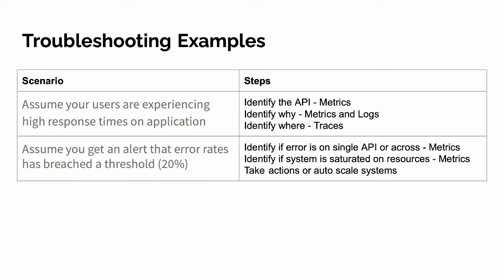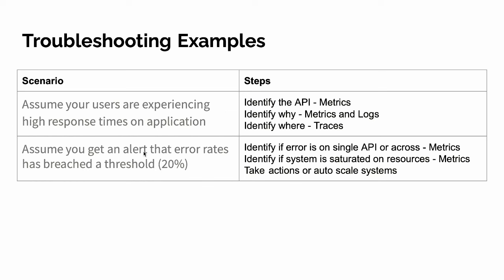Now once we instrument our Kong API gateway with all the observability tools, like Fluent Bit and OpenTelemetry, how can we make sure that the Kong system will be highly available and can be observed? Take an example: assume your users are experiencing high response times on the applications. The steps we can take are to look into the metrics and identify which API is giving a high latency response. Then we can use logs to identify why there is a high latency on that particular API. And then we can also use traces to identify at which point of the Kong processing, or at the downstream processing, there is a latency.